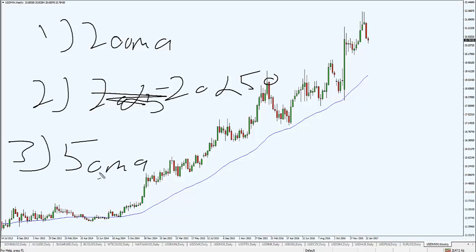Just trail your stop loss using the 50 period moving average, and if the market closes beyond it, then you look to exit your trade. You will not catch every trend in the market, okay, but you will definitely catch a few trends that are going to pay for all the little losses that you will incur.